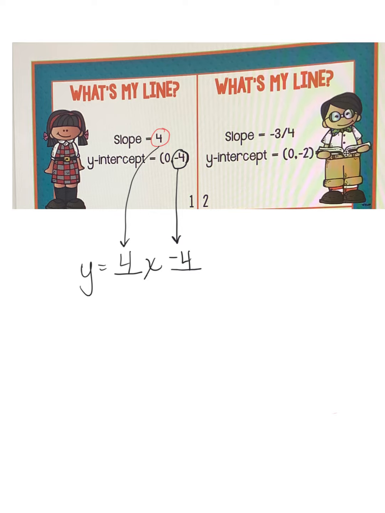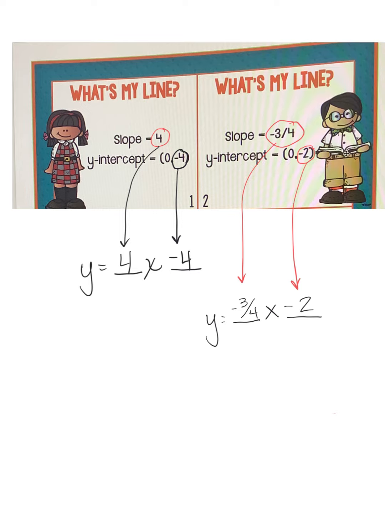That's it. For the second one, we're going to do the same thing. Y equals the slope times x plus or minus the y-intercept. The slope is negative 3/4, so that goes here. The y-intercept is negative 2, because that's where x is 0, and that goes here. Notice that that negative 2 makes that minus 2, because the negative sign also means subtraction. And there you have the first two are done.